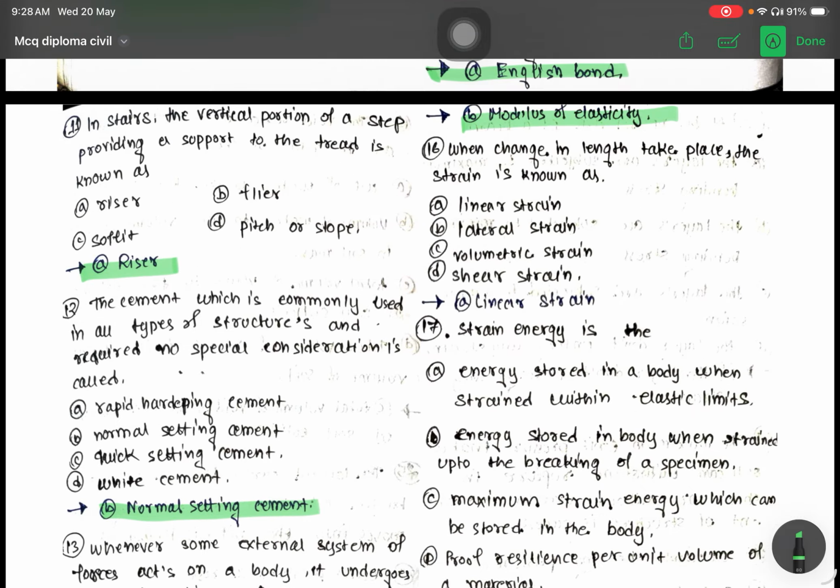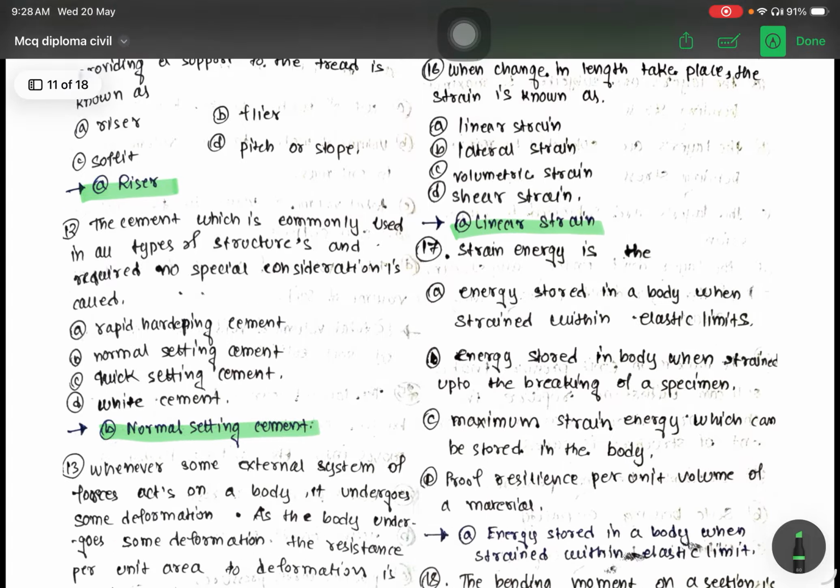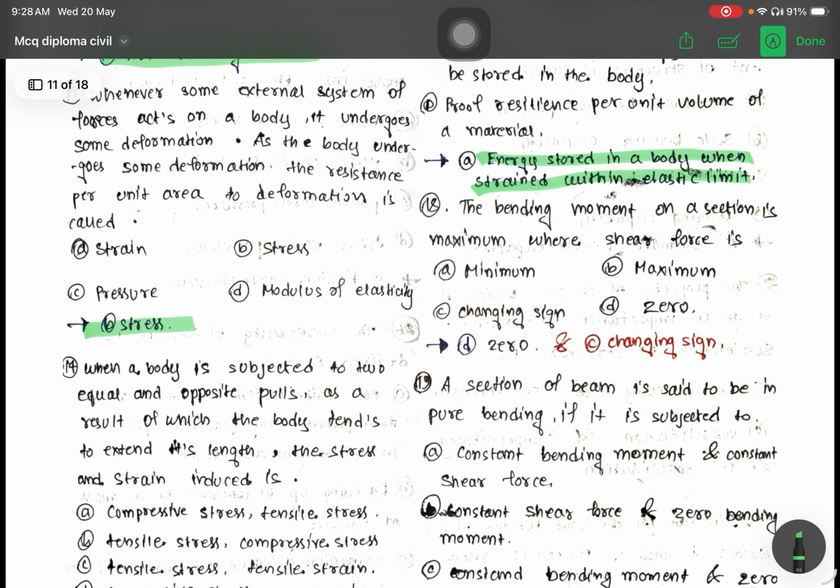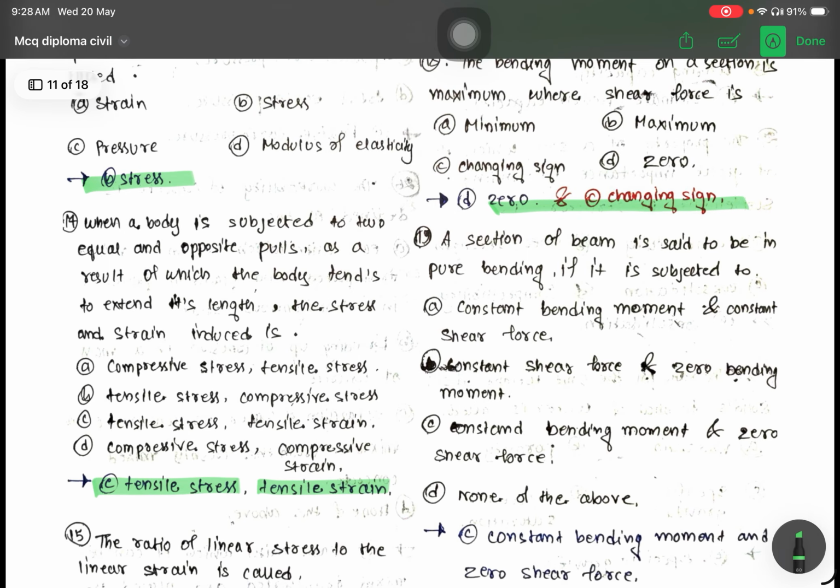The modulus of elasticity. When change in length takes place, the strain is known as linear strain. The strain energy is the energy stored in the body within the elastic limit. The bending moment on a section is maximum where shear force is zero or changing sign. A section of the beam is said to be in pure bending if it is subjected to constant bending moment and zero shear force.